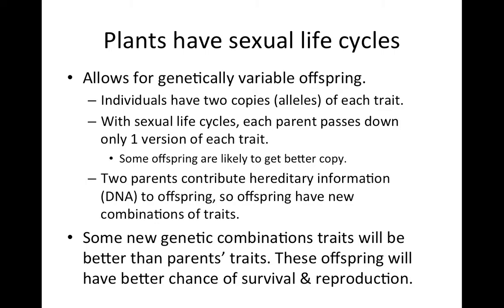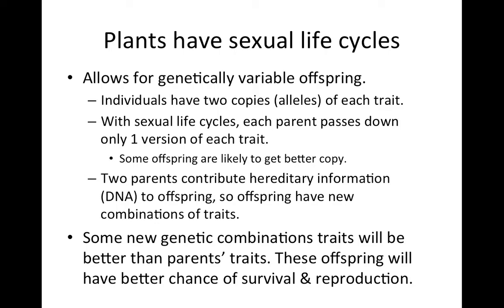So plants have sexual life cycles. This is important because it allows for genetically variable offspring. Individuals, at least most individuals, as we will see, have two copies of each trait. The copies for each trait are called alleles. With the sexual life cycle, each parent gets to pass down one version of each trait, or one of their two alleles.